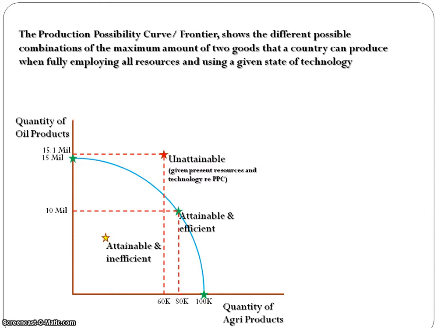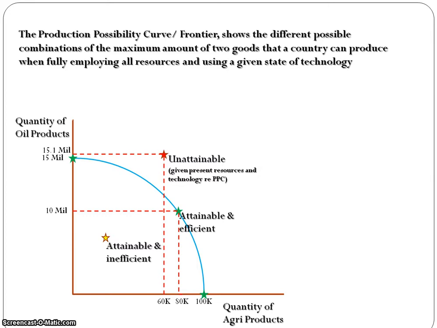So we realize that a possible combination choice for this country will not be the orange star, but it can be the green star here at 10 million units of oil products and 80,000 units of agri-products. Another possible combination choice would be 15 million units of oil products and 0 units of agri-products. Another combination choice would be 100,000 units of agri-products and 0 units of oil products. And this one inside the curve is attainable, but it is an inefficient choice, and it should not be considered by the nation if efficiency is being sought after.